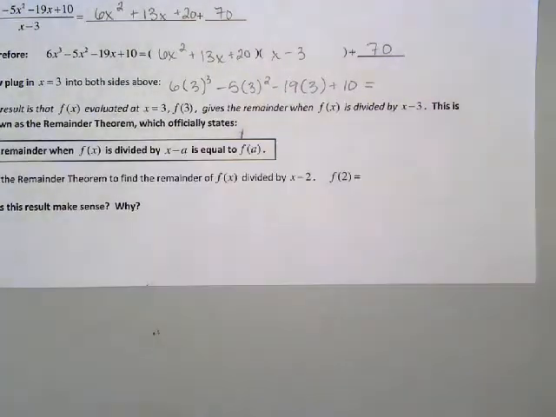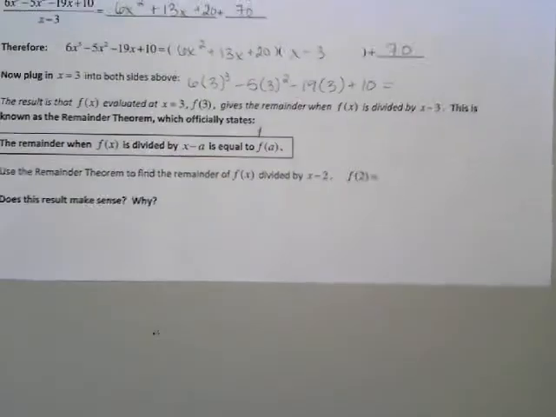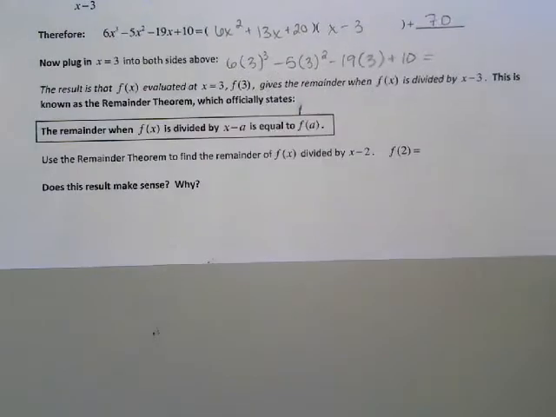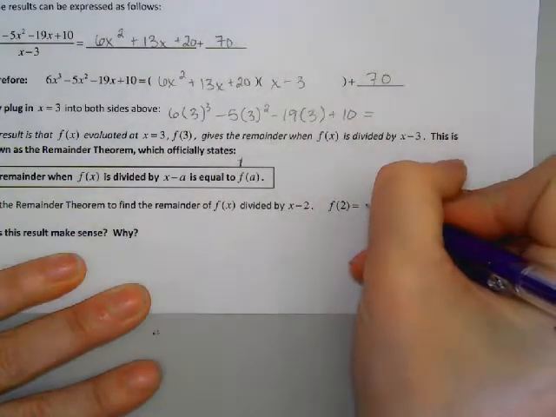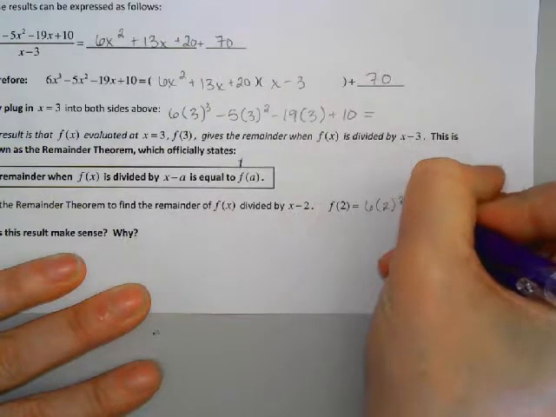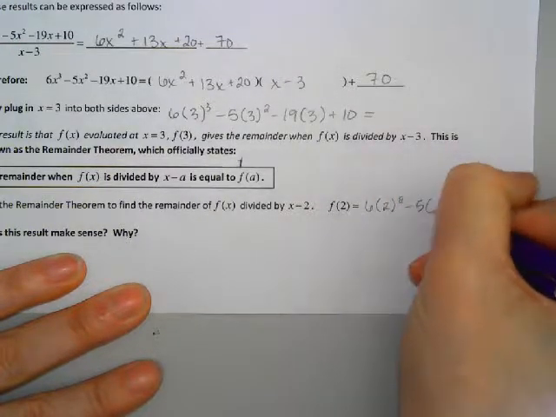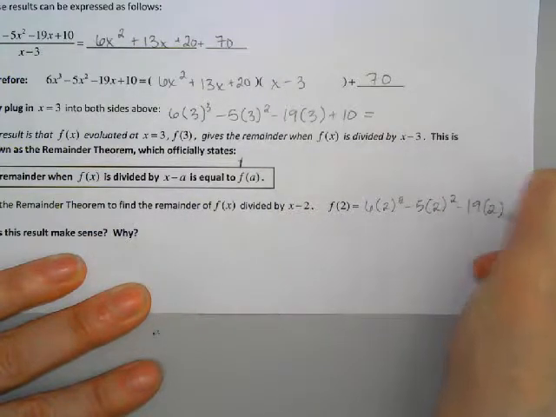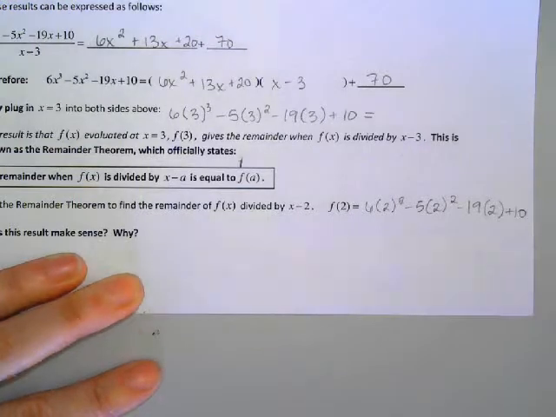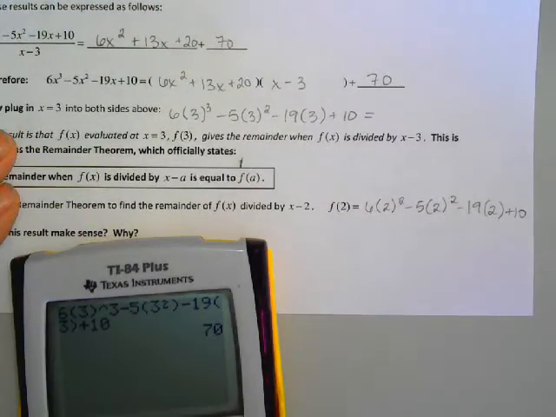Does that mean that if you find 3 from that, you have to make them equal to 6? So if we try that with f of 2, we get 6 times 2 squared minus 5 times 2 squared minus 19 times 2 plus 10. This is so much easier than all of these, right?